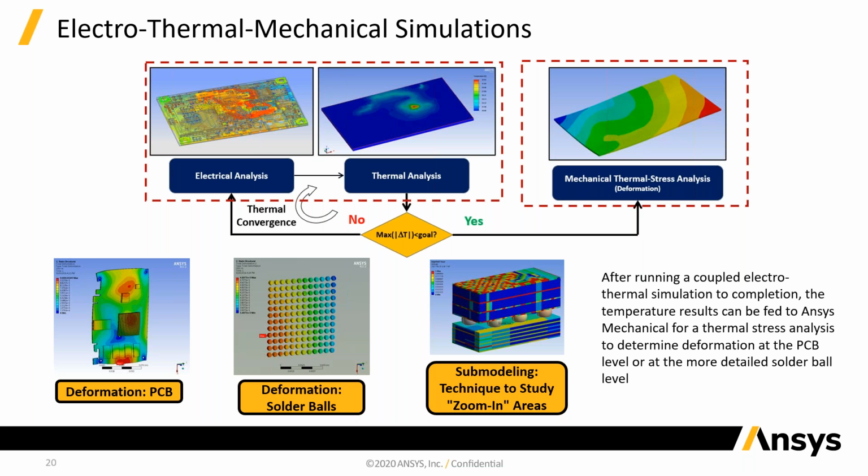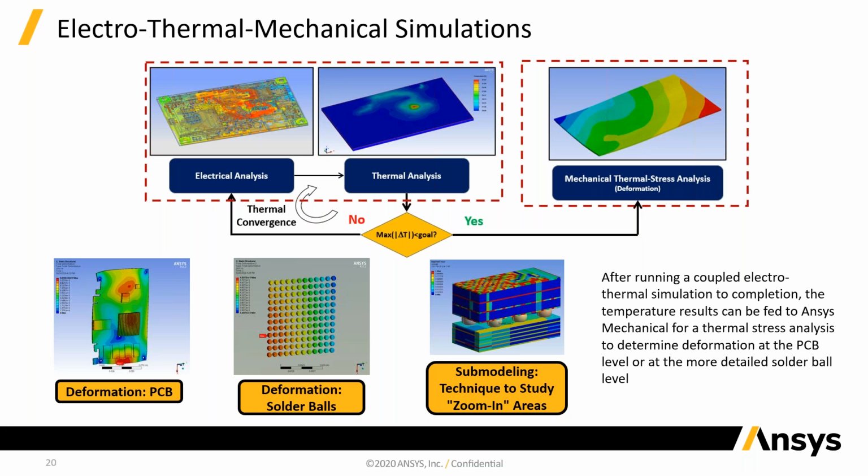So once it's been in mechanical, you can look at the deformation of different portions of your model. So we can look at the entire PCB. We can look at just the solder balls, seeing the stresses in the solder balls. Maybe those are starting to break. And then we can also do something referred to as submodeling, where if we want to look at a specific portion of your BGA.